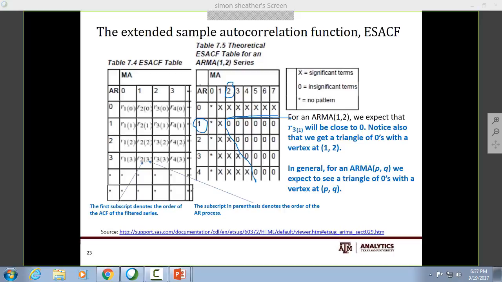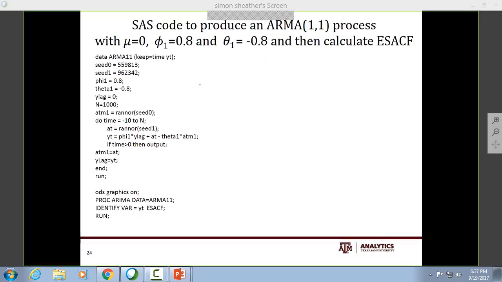So we're looking for a triangle of zeros with a vertex at p, the AR order, and q, the MA order. So let's go back to our trusted example. Remember, we know it's ARMA 1-1.